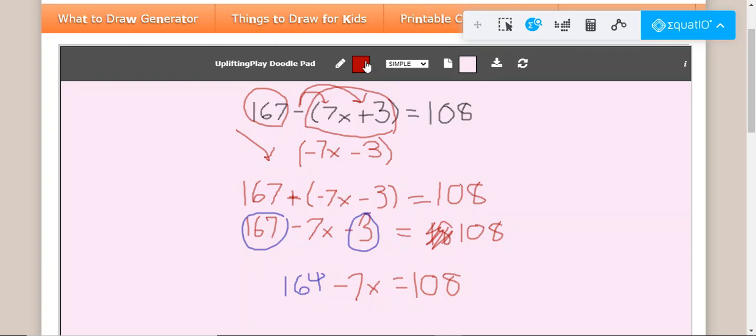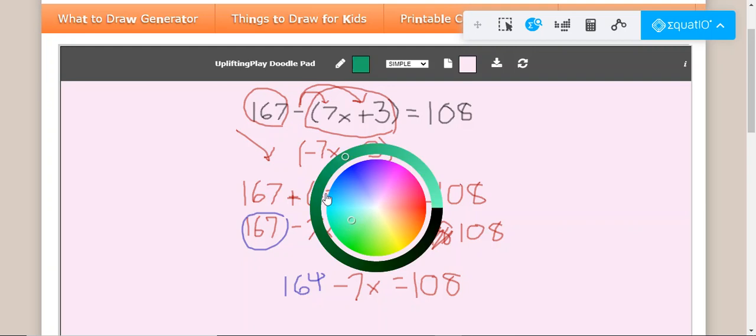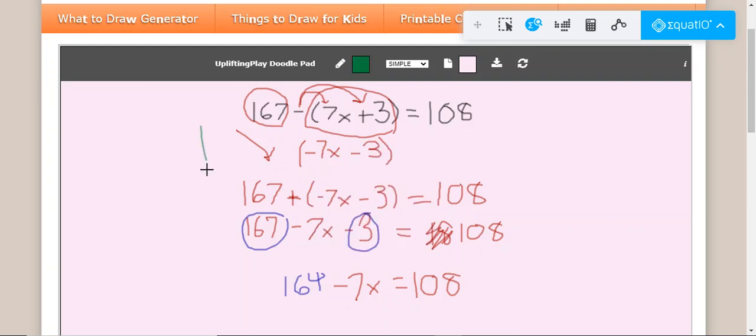If you have any questions about that, let me know. Just remember that when you're distributing a negative, like we did on this part right here, you have to distribute the negative, but you still need a positive sign to keep it as two separate terms, okay?